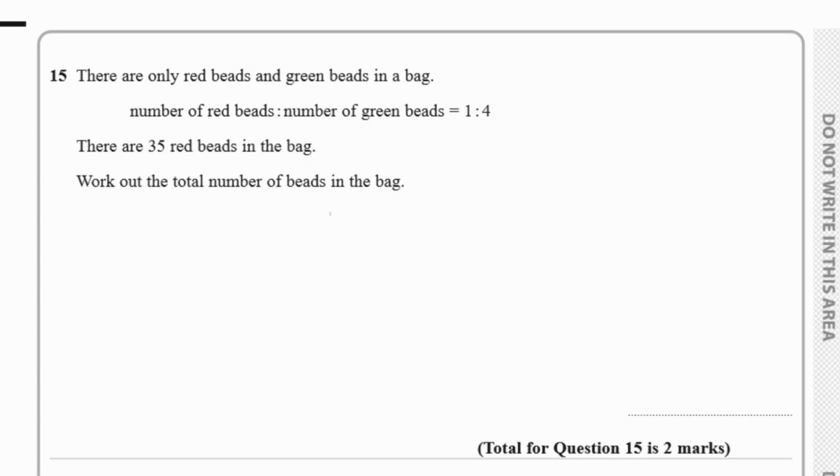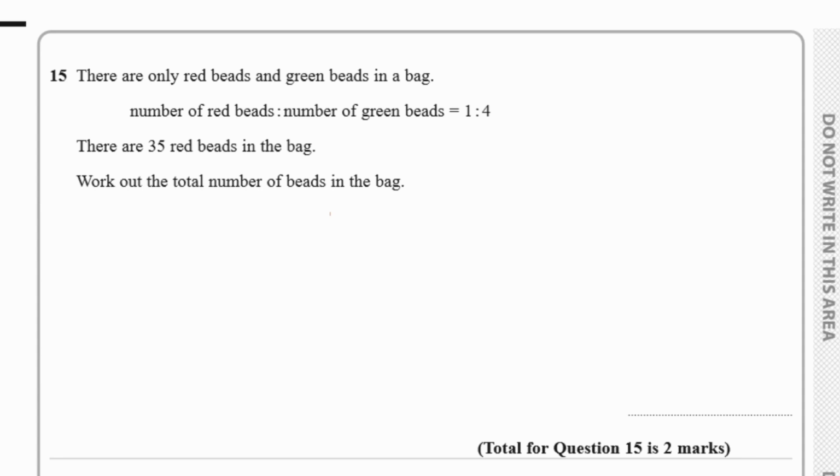Question 15. There are only red beads and green beads in a bag. Number of red beads to number of green beads is equal to 1 to 4. There are 35 red beads in the bag. Work out the total number of beads in the bag.